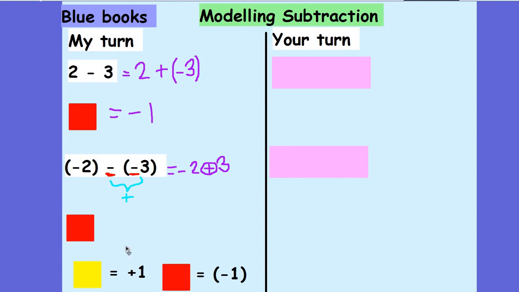Let's model it. I need 2 reds for -2 and 3 yellows for +3. If I remove some 0 pairs, there's 1, there's 2, I'm left with just positive 1.